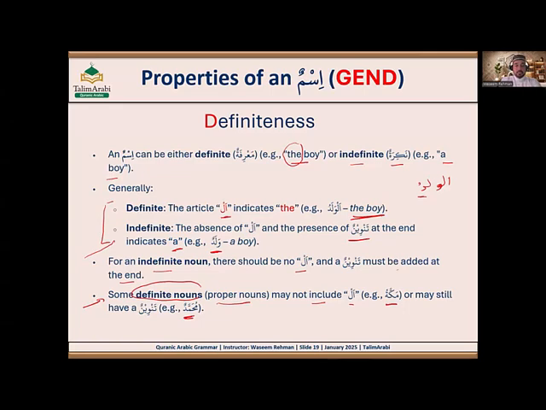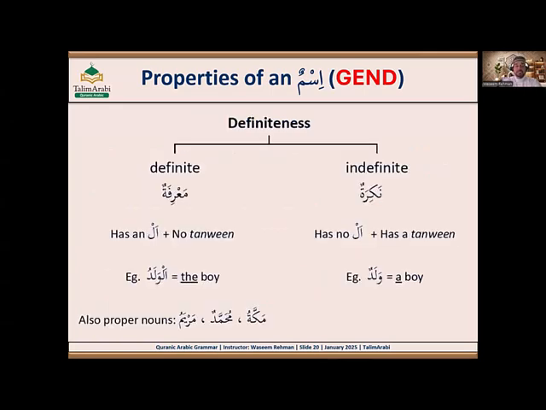So let's see a couple more examples, just to summarize the same thing. Definiteness is the last one of the four properties of ism that we are learning. Definiteness has two types or categories: definite and indefinite. In Arabic, definite is called ma'rifa, indefinite is called nakira. Ma'rifa means it would have an al, no tanween, so they are opposite to each other. And indefinite would have tanween, like dammatan, fathatan, kasratan, but no al.